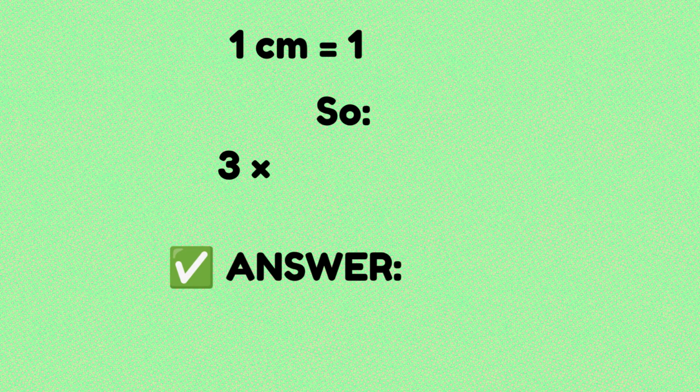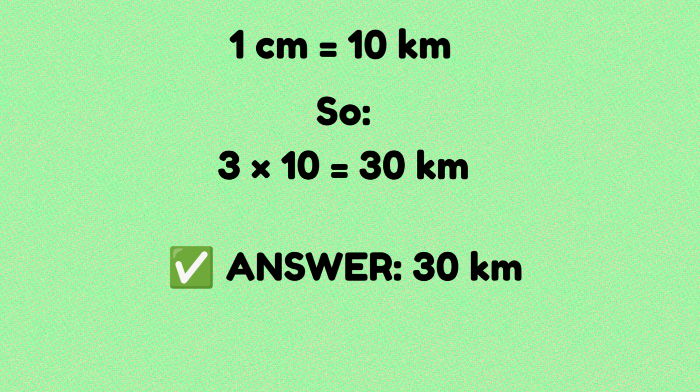1 centimeter represents 10 kilometers. Therefore, 3 centimeters represents 3 times 10 kilometers. 3 times 10 is 30. So the actual distance is 30 kilometers.